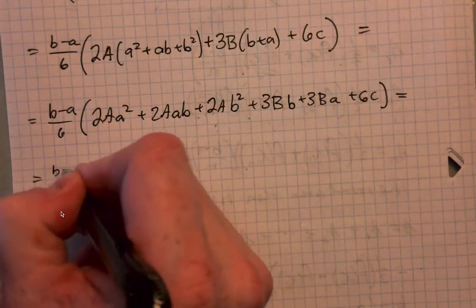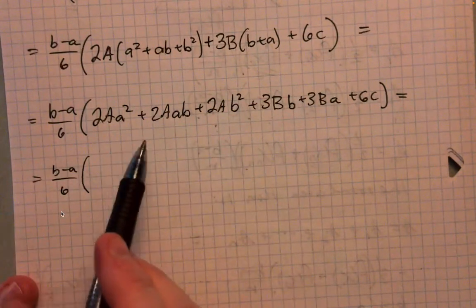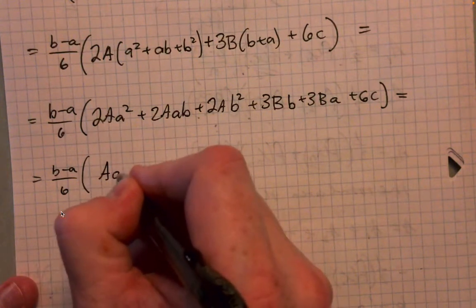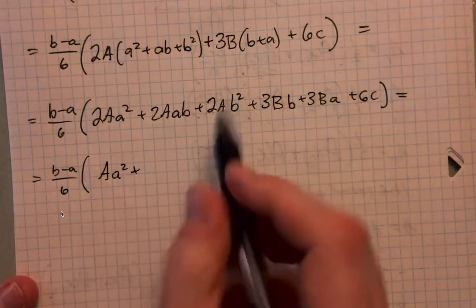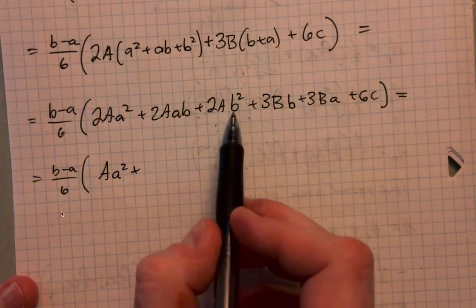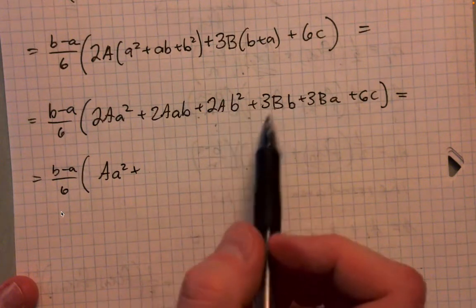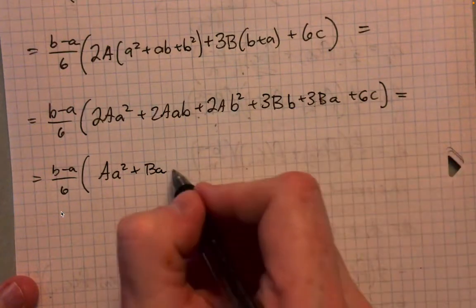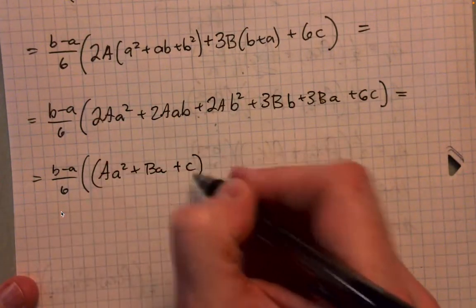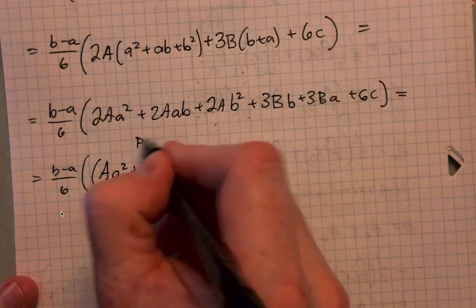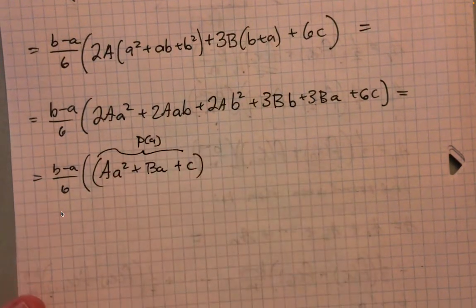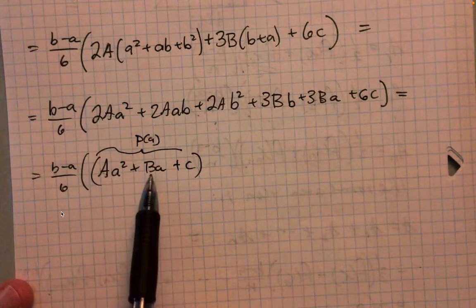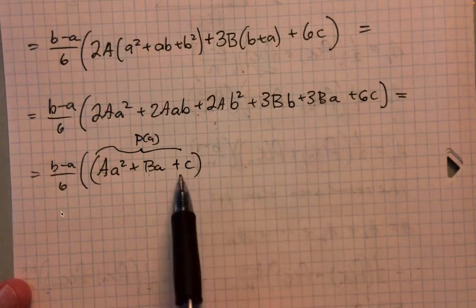And so you've still got the b minus a over 6 out front. And we could grab one of these A times the little a squared, and we can grab one of these, let's see, b times a, plus b times a, and then we can grab a c. Okay, so this right here would be P of a, for example. This first term came out of here, this second term, B of A, came out of over here, and then the C came out of over there.